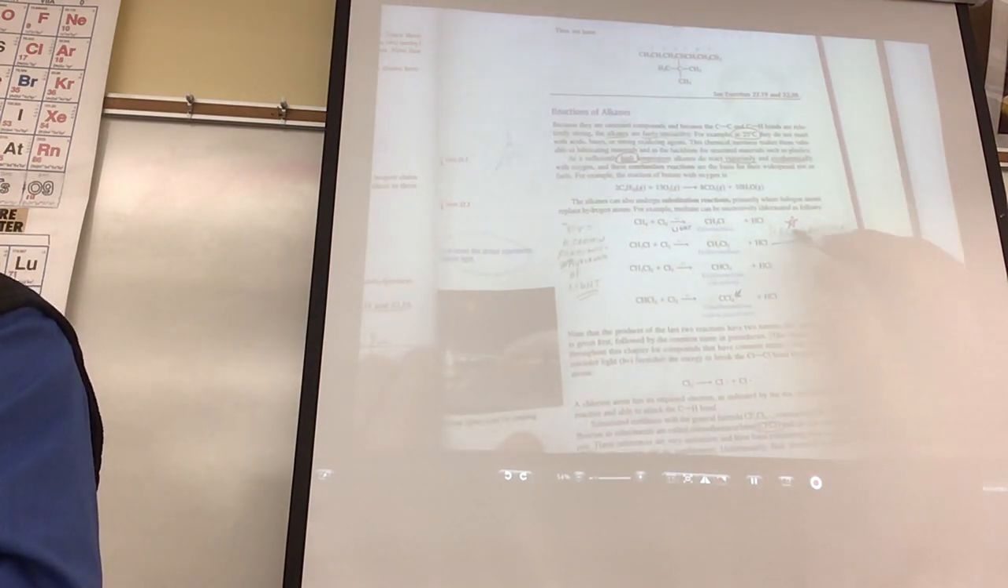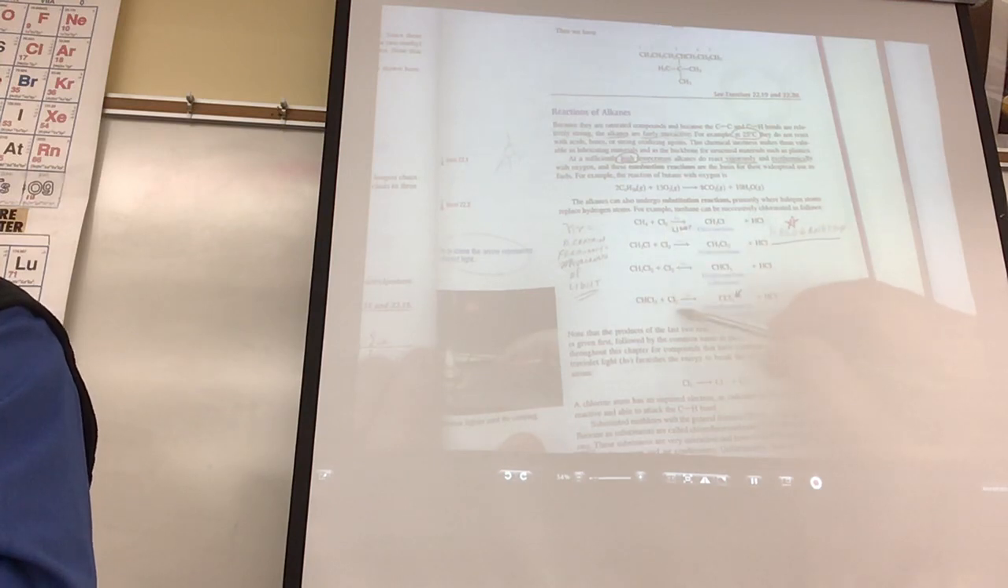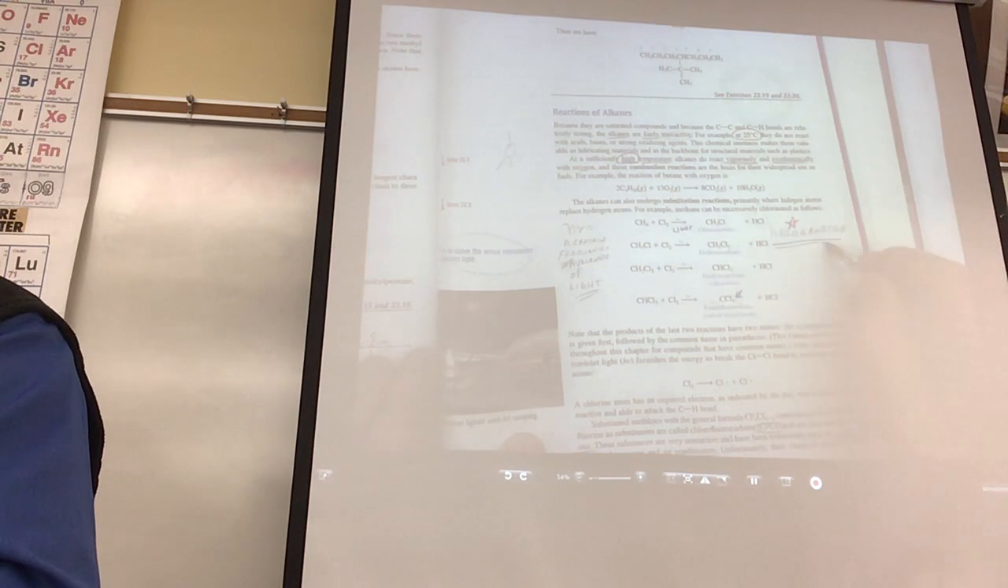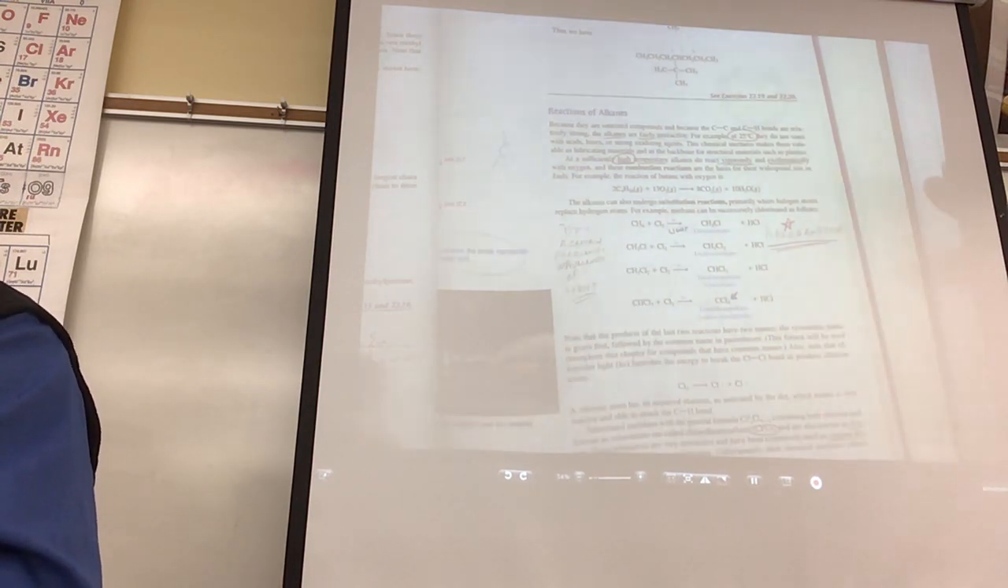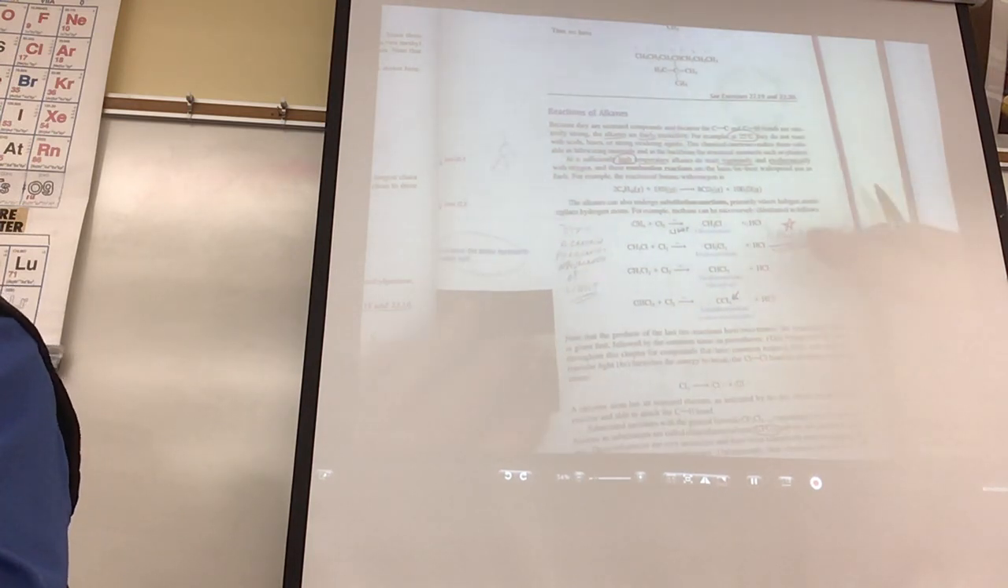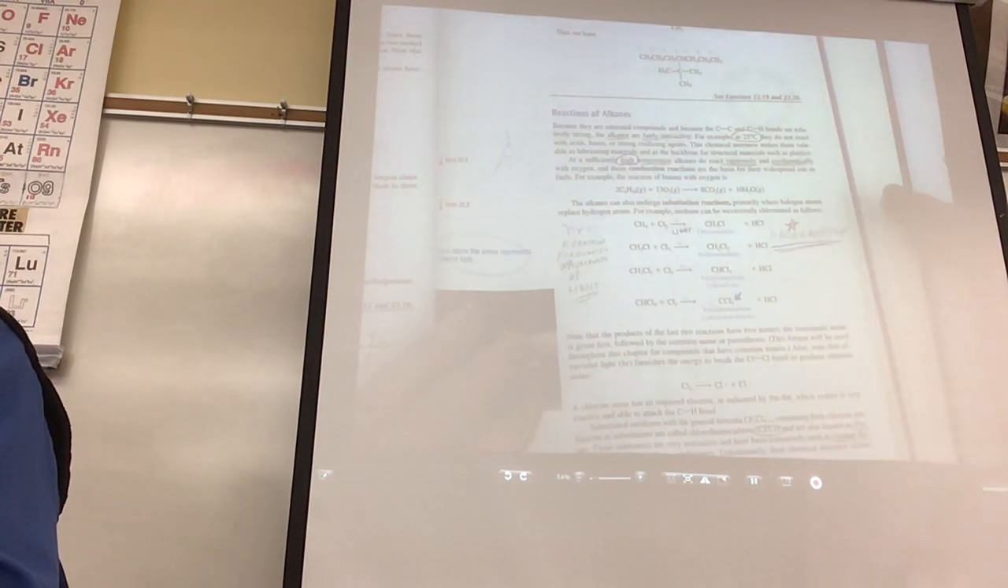And so a fancy name for this, if you want to do the same thing with bromine, you could do that. If you want to do it with iodine, you could do that. Or fluorine, you could do that. And so if you did that with any of the halogens, you would call that halogenation. So this right here is how you halogenate different hydrocarbons. All right, does that sound good?